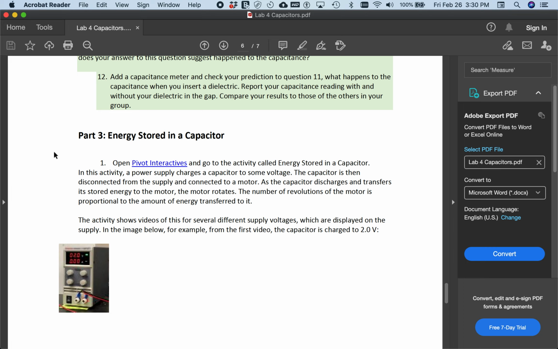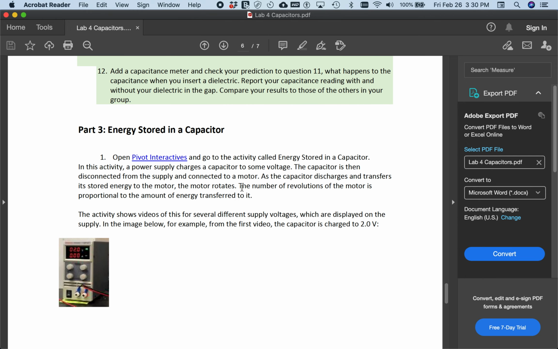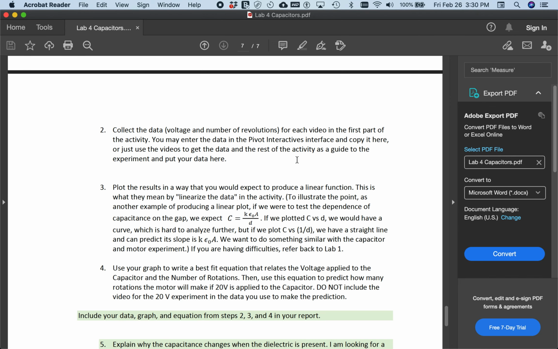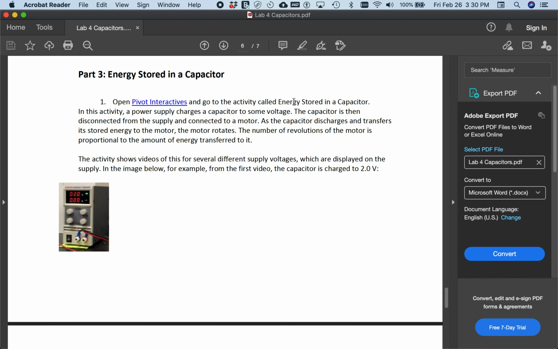Part 3 is energy stored in a capacitor. Here students are going to use the Pivot Interactive, and they are going to collect the data. So let me read through here. A power supply charges a capacitor to some voltage. The capacitor is then disconnected from the supply and connected to a motor. As the capacitor discharges and transfers its stored energy to a motor, the motor rotates.